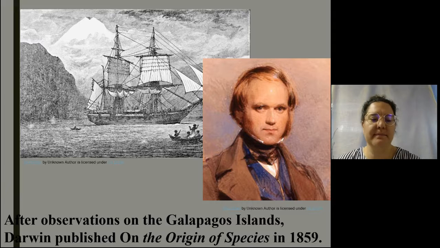So, Charles Darwin was a scientist who traveled on the Beagle, which was an exploratory ship, and he traveled around the world and took lots of anatomical drawings and plant and animal samples. And after he returned to England, he put everything into a book titled The Origin of the Species in 1859.